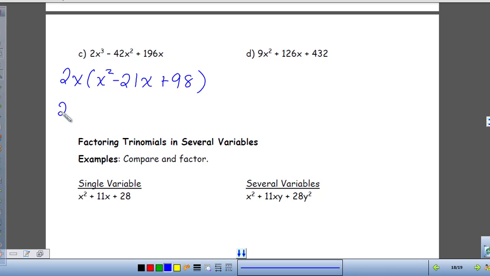So we factored out 2x for this one. And now we're looking at factors of 98 that add up to negative 21. I know they're both going to be negative, since this one is positive and this one is negative. Negative 14 and negative 7. Very good. All right, does everybody agree?